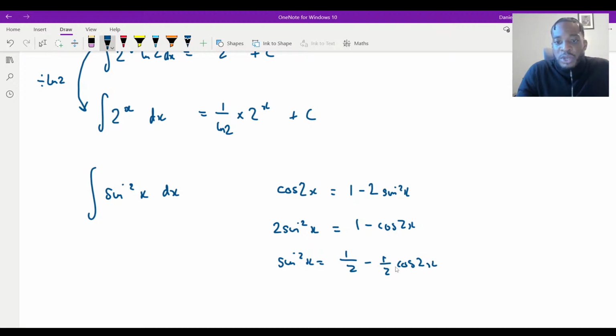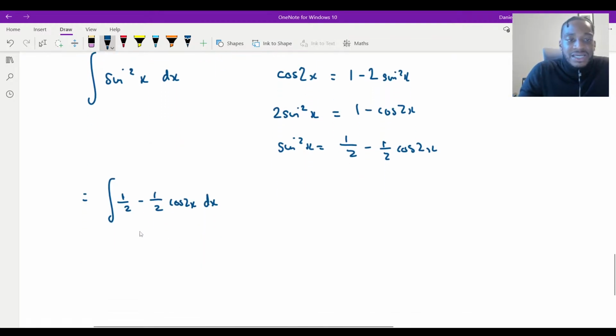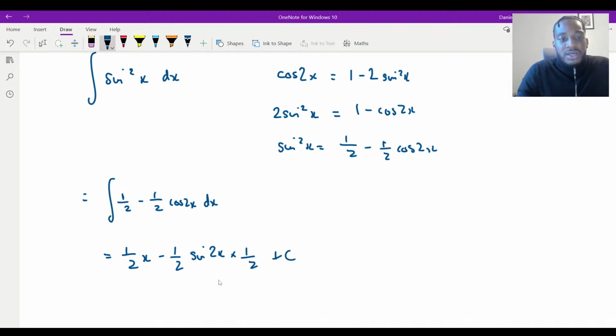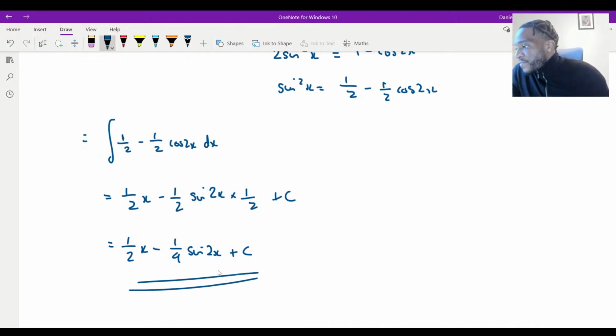This is good because we've got rid of that power, so we can write this as the integral of 1 half minus 1 over 2 cos 2x dx. And then integrating that is easy. That's going to be a half x, and then minus a half. How do I integrate cosine? That's going to go to sine 2x, and then we have to divide by the derivative of 2x, plus c. So therefore it's going to be 1 half x minus a quarter sine 2x plus c. That's how you integrate sine squared.